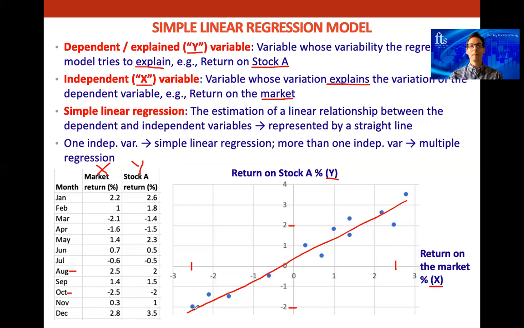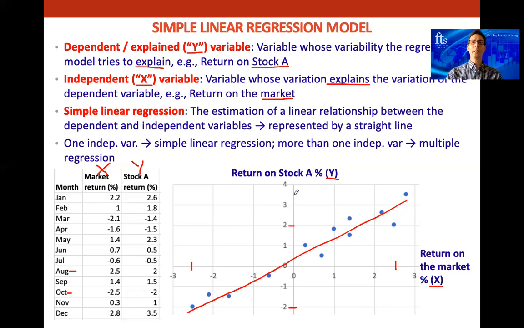What we can see is that when the market is doing badly, like these 4 months here which are negative months, then stock A is also negative. But when the market is doing well, like in these months over here, where these dots are on this side, positive months, then stock A is also performing nicely.